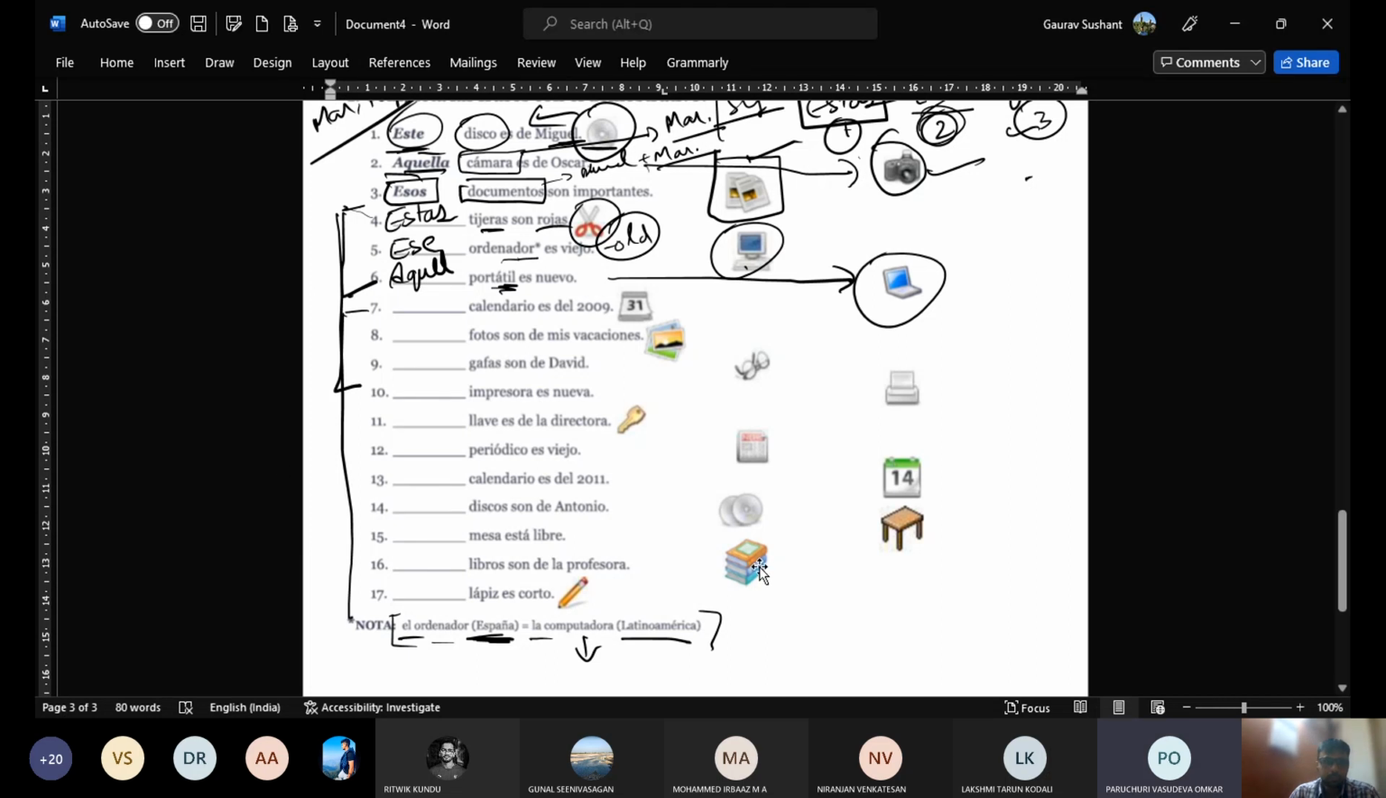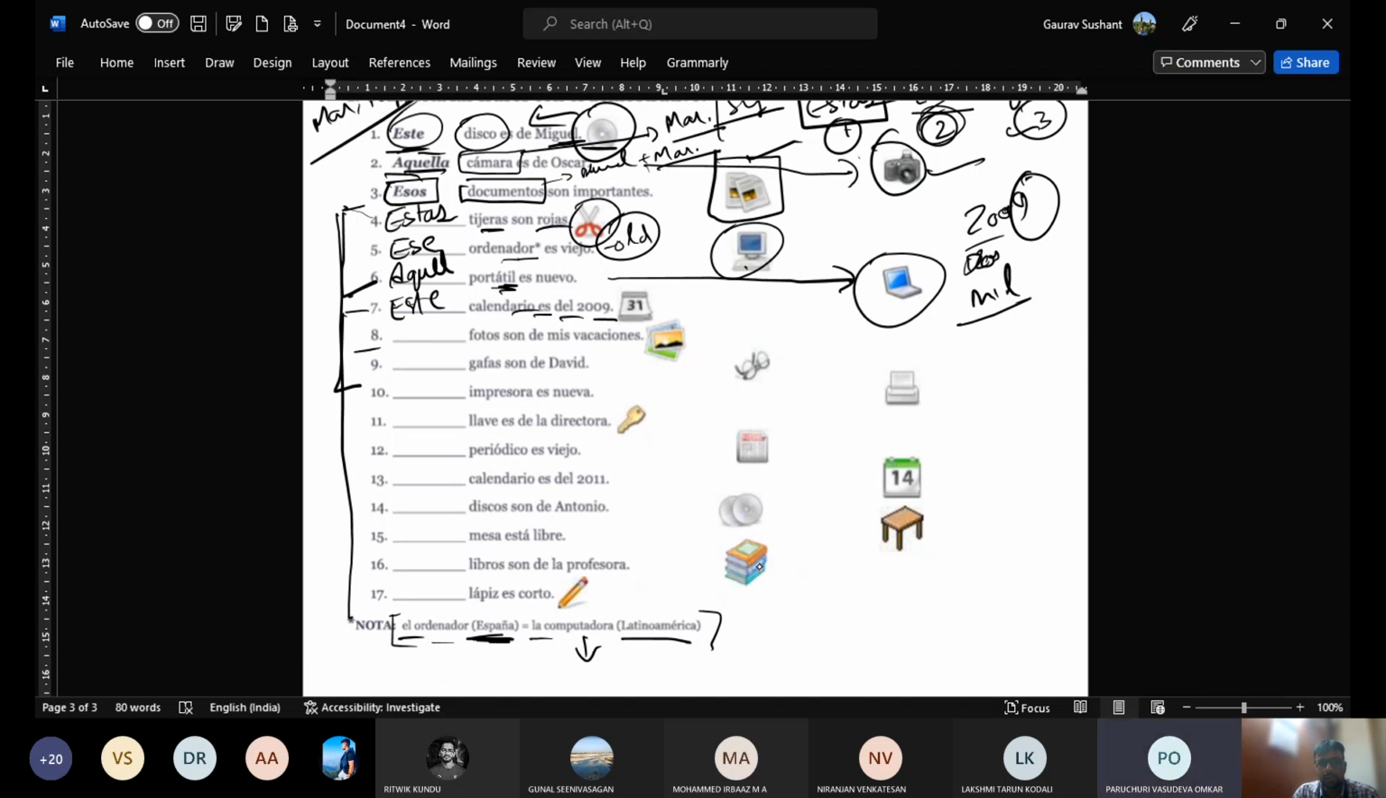Seventh one, it's este calendario es del 2009. So 2009, how do you say in Spanish? Two is everybody knows, dos. 1000 is mil. Okay, so dos mil nueve. That's it. Okay, so este calendario es del 2009.